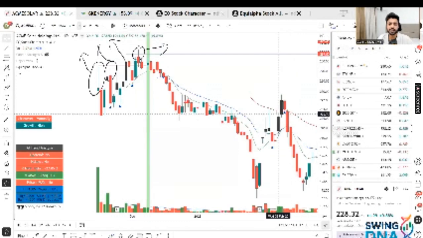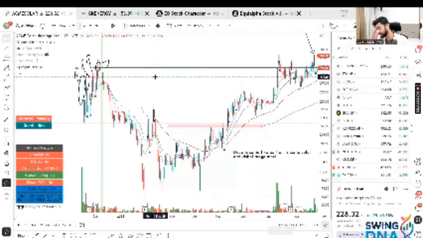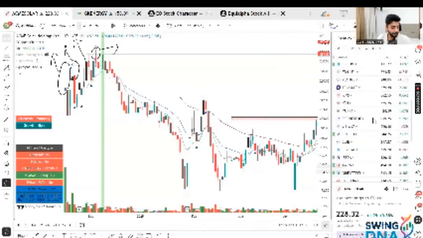So let them form a base. Half of them will never come back, or they will come back after 6 months, 8 months, sometimes 3 months, 2 months, 1 month. So let it mature a bit and let's not go into FOMO.